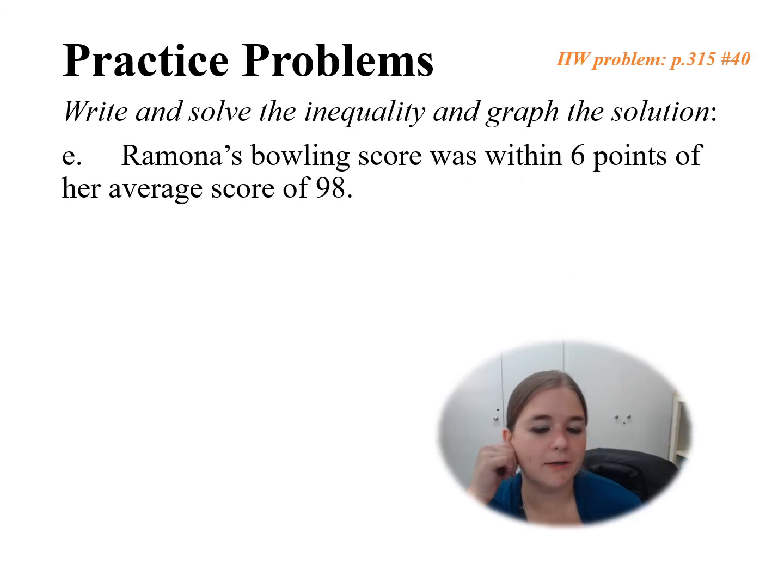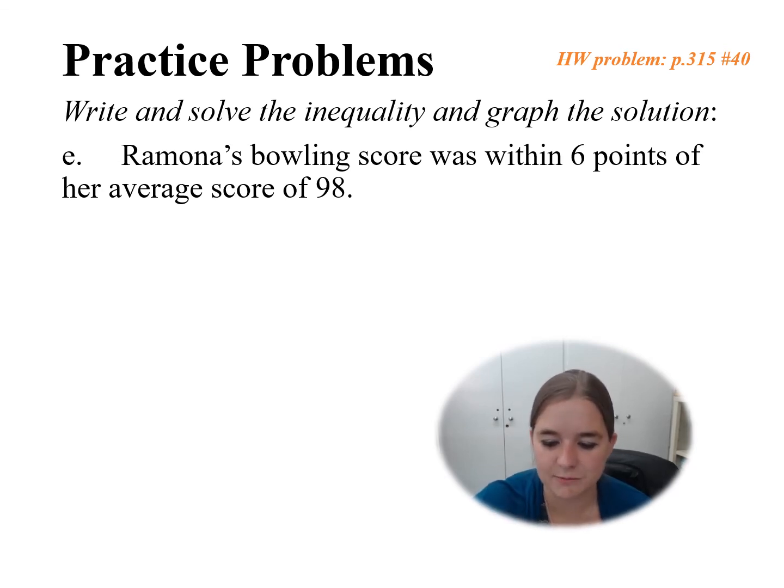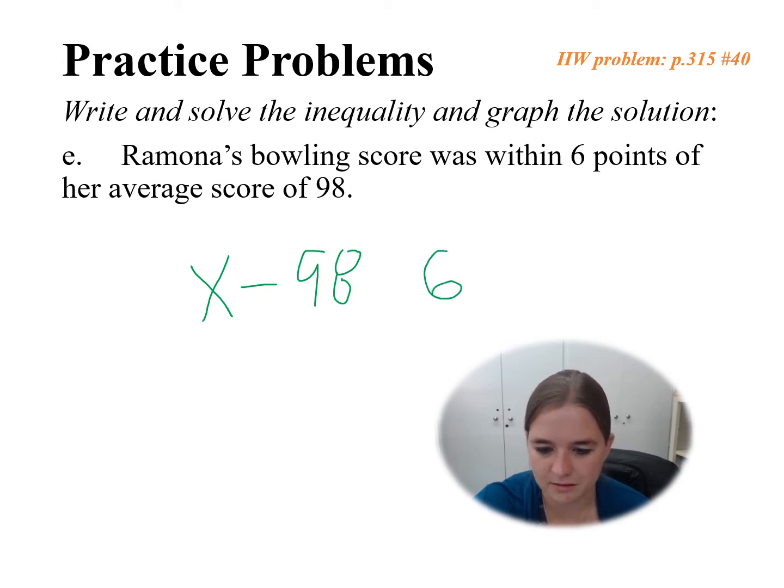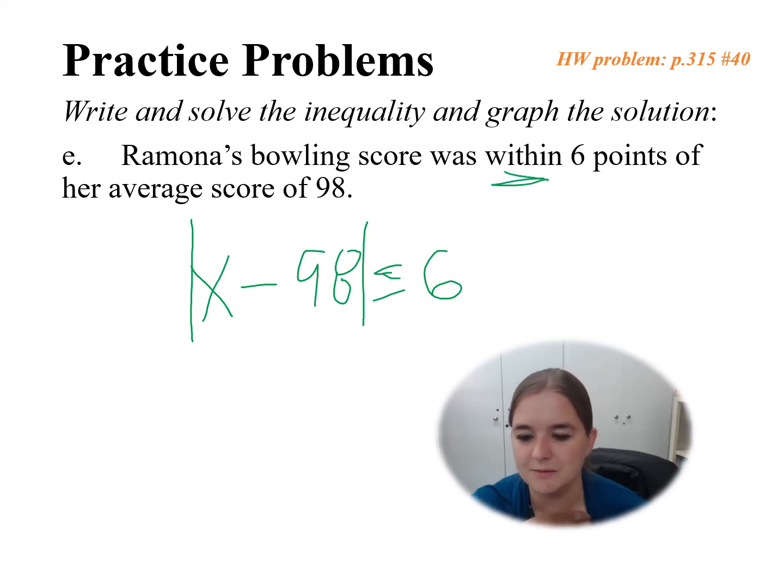Last practice problem that we're going to do, Ramona's bowling score. This is homework problem number 40 from page 315. Her score was within 6 points of her average score of 98. So that tells me the difference between her score this time and her average is within 6 points. So that tells me the absolute value of the difference is going to be less than or equal to 6, because we know that it's within, so it'll be smaller than 6 or equal to 6.